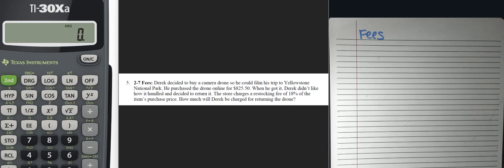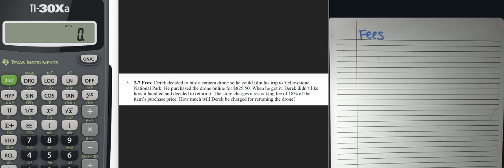All right, so in this example, we are going to work on problem number 5 from our test review. This came from lesson 2-7, where we talked about fees. So if you are still struggling on that concept, please make sure that you go back and take the time to look over the videos that we created on fees.